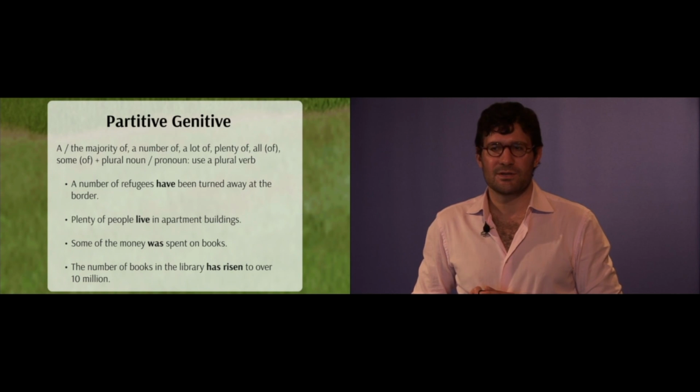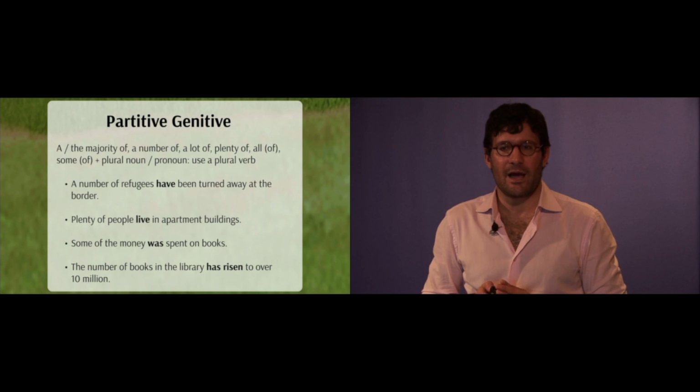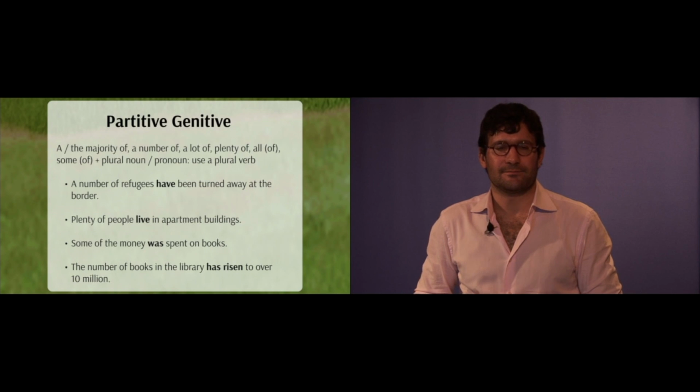The number of books in the library has risen to over 10 million, right? The number essentially refers to just how many, right? There's not this partitive genitive structure there. A number of books in the library were taken out by John. The number of books in the library taken out by John was 5.